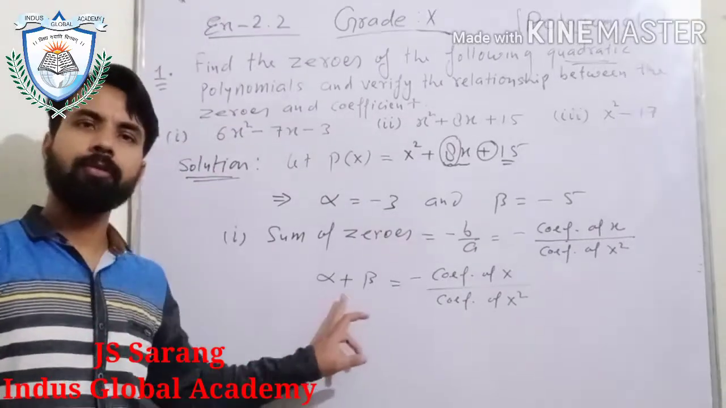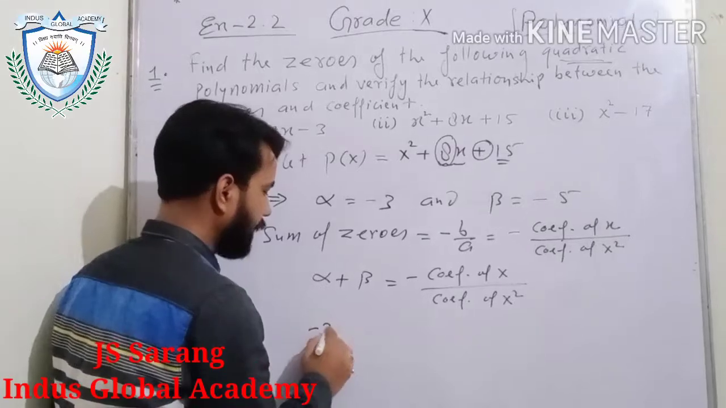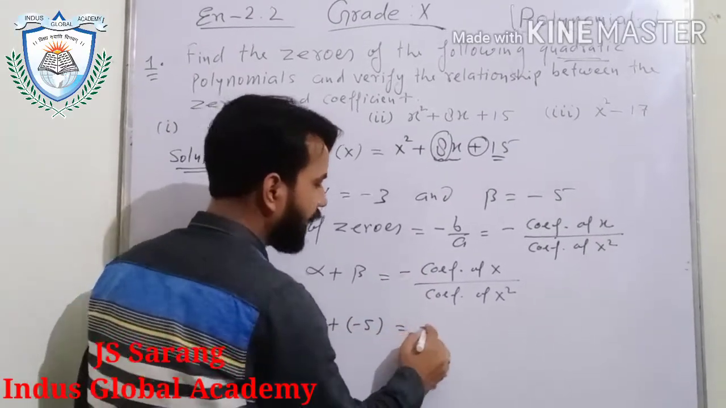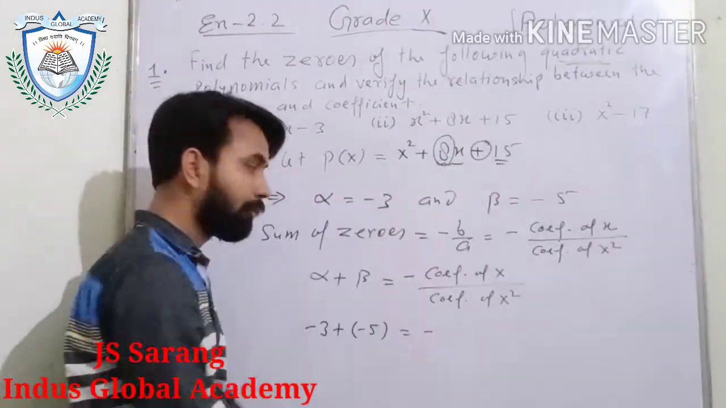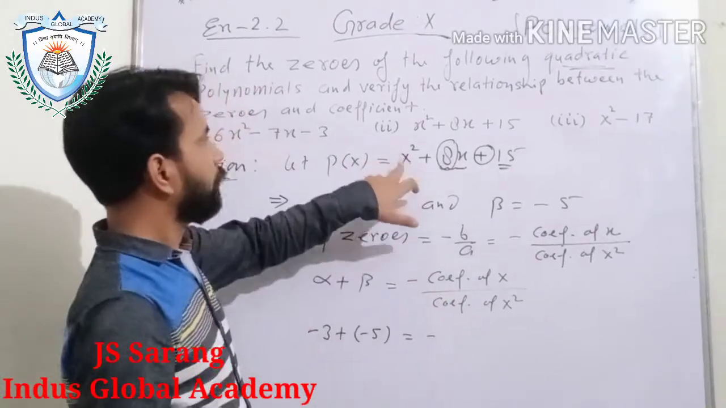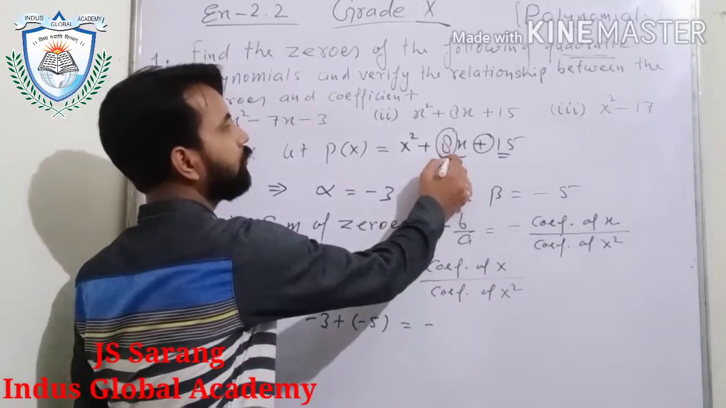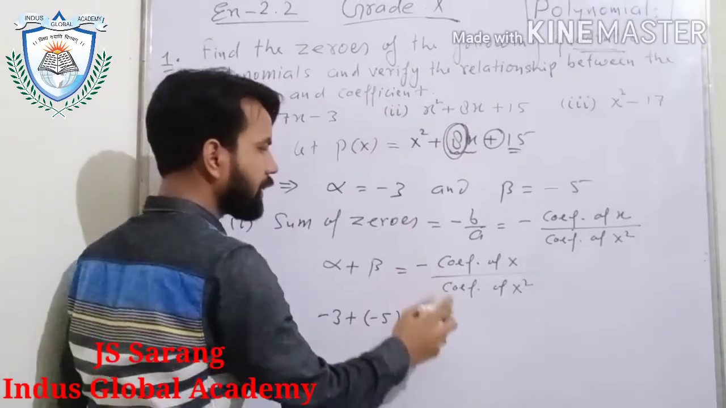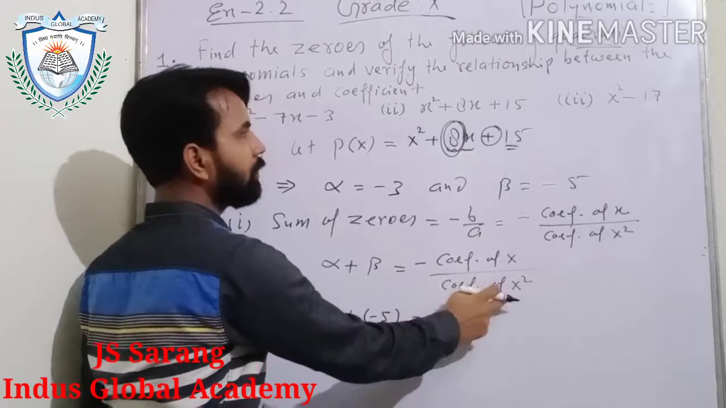Substitute the values of alpha and beta as before. So alpha is what? Minus 3, plus beta is what? Minus 5, equals minus coefficient of x in the polynomial. From where can we get the coefficient of x? From the polynomial. Polynomial was x square plus 8x plus 15. So what is the coefficient of x? That is 8. Plus 8 now, so minus and plus, it will be minus 8 upon coefficient of x square.